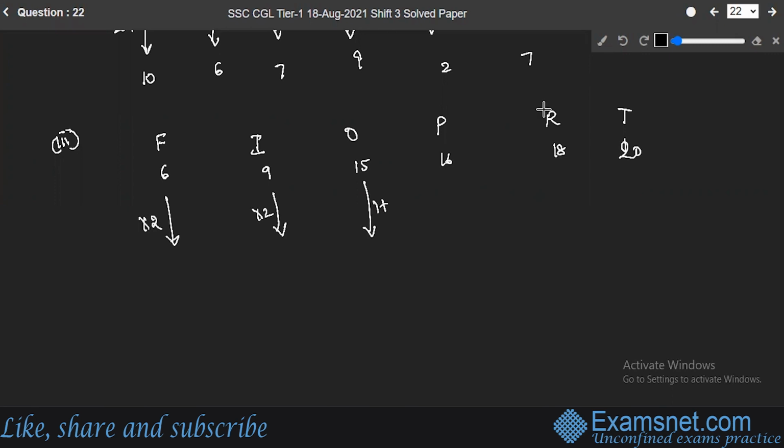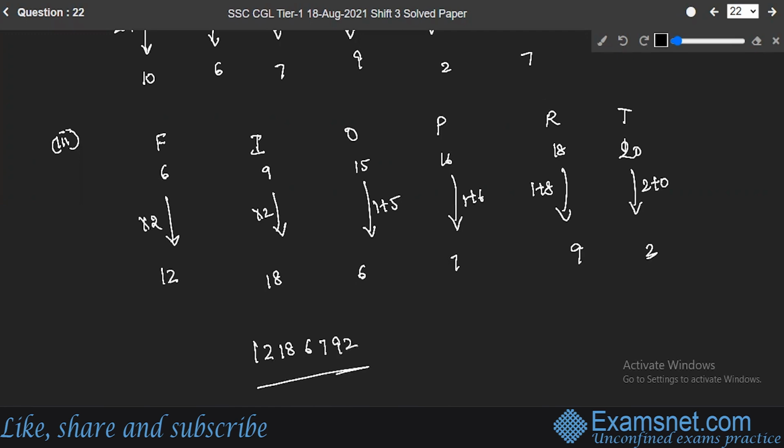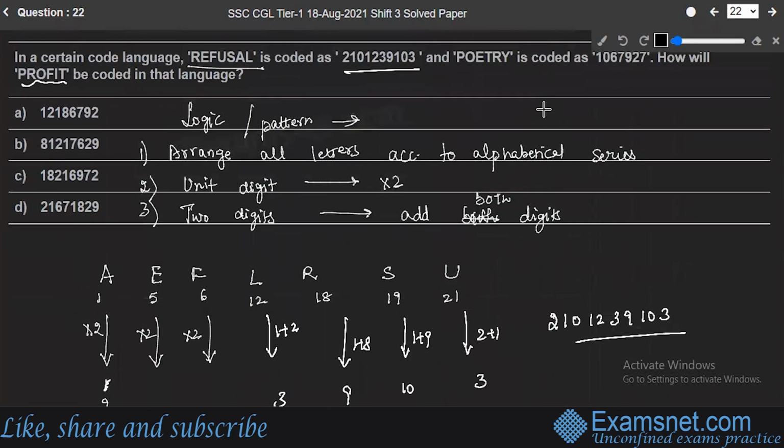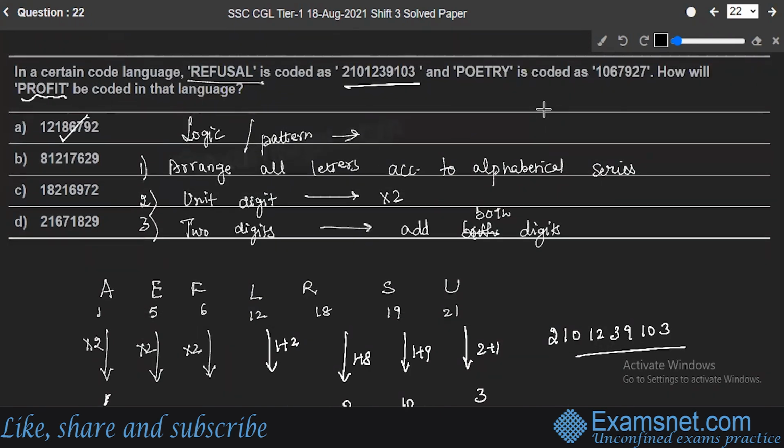You will add 1 and 5. You will add 1 and 6. You will add 1 and 8 and 2 and 0. So here you will have 12. This will be 18. This will be 6, 7, 9, and 2. So the code becomes 12, 1, 2, 1, 8, 6, 7, 9, 2. Let's check with the options. Option A is the correct answer to our question. Hope you're clear with this. Let's move to the next question then.